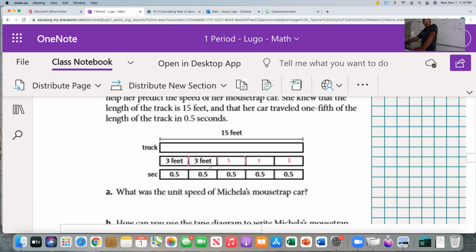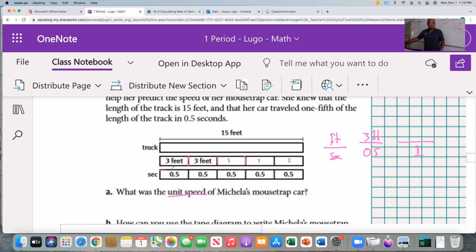And they're asking, well, what is the rate of speed? What is the unit speed or rate of speed? In other words, we need to know the speed per 1 second. So we know we're doing feet per second. We even know that we have 3 feet happening in every 0.5 seconds, but we want to know the speed of the car per second, so happening over 1 second. Well, we could solve this using proportions, or we can simply look at the chart here.